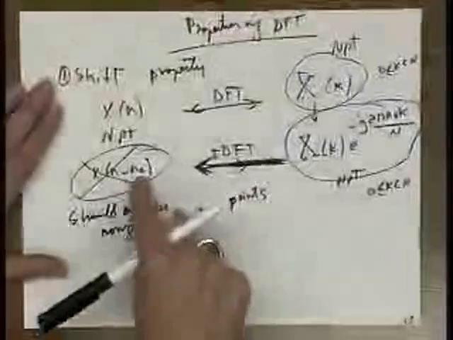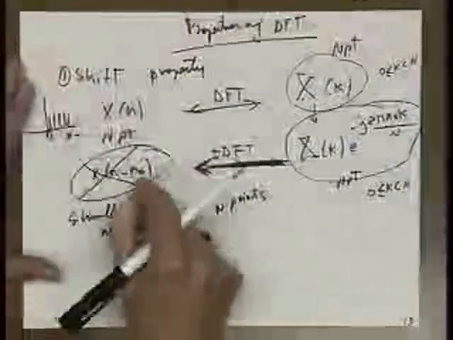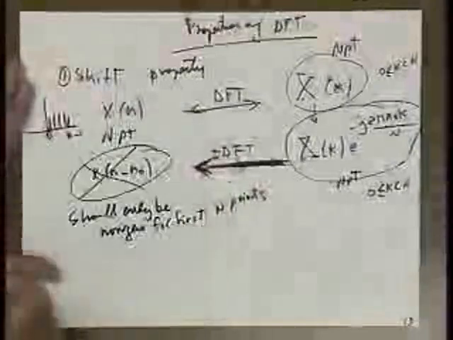So x of n minus n naught is out the door, because this has shifted this thing. The region of support of this used to be between 0 and n minus 1. And now if I do this, it's going to get shifted, and that's off.